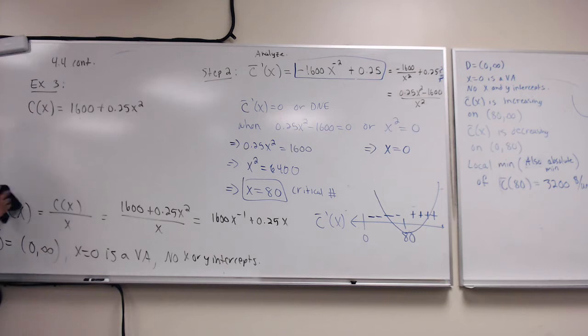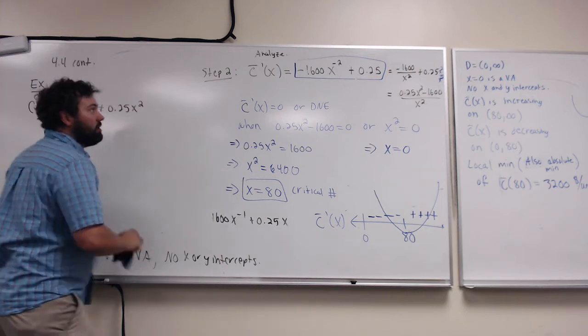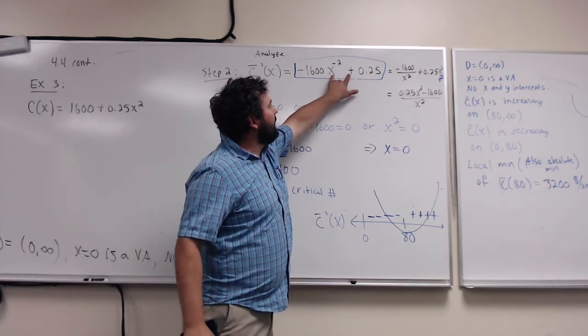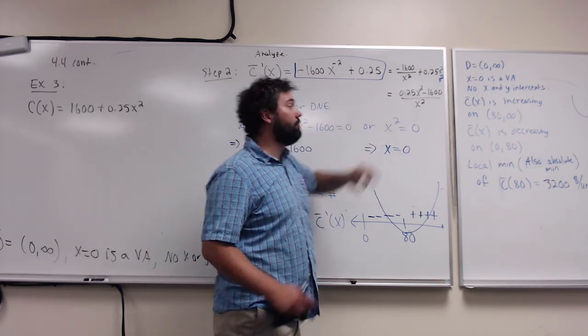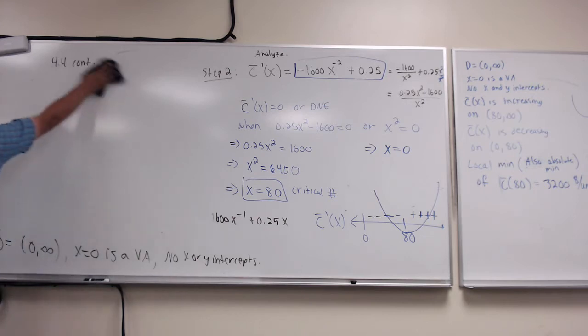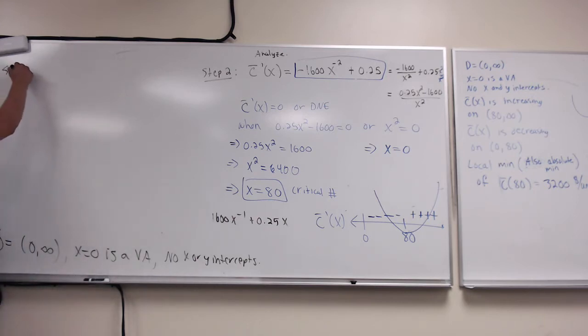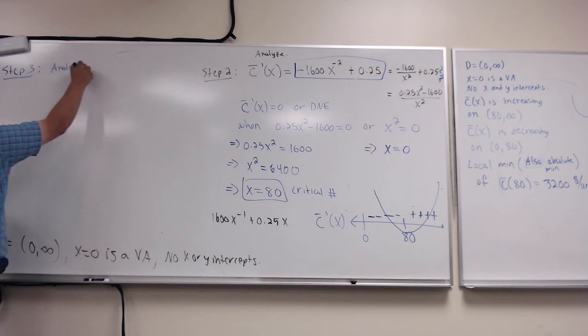Now again, for the second derivative, I'm just going to use this form. It's a lot easier to take the derivative of this than the derivative of this with quotient rule. Okay, so let's find the second derivative. This would be step 3, if you like, for graphing. You analyze C bar double prime.